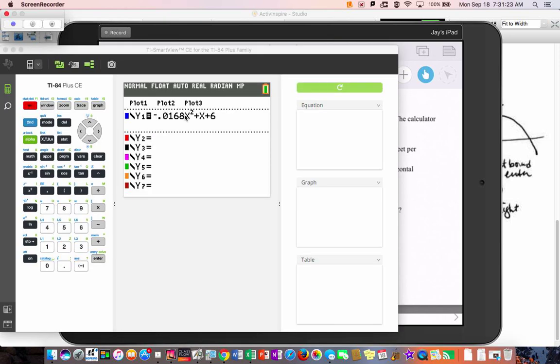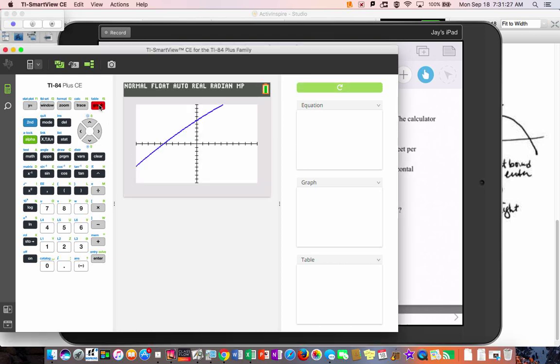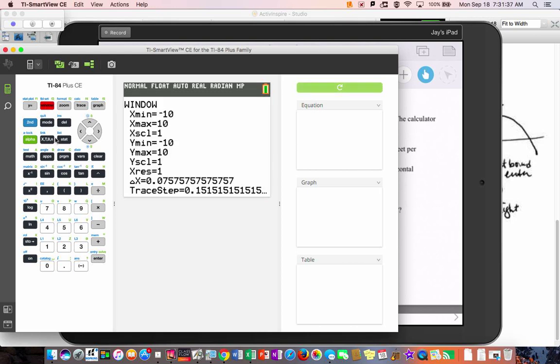Okay, so on my calculator, I now have the equation typed in, and when I look at the graph, I know the football is going up. This is a height of 6 feet. That's where the quarterback released the ball. How far up and how far down the field? So we need to extend our window.